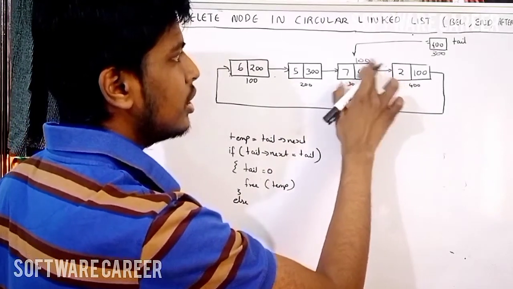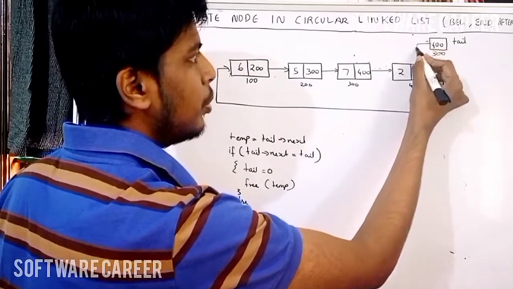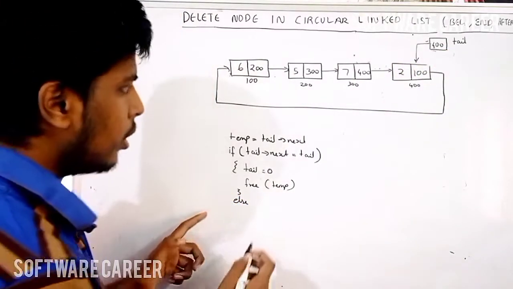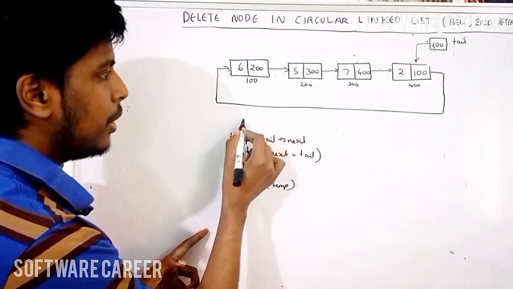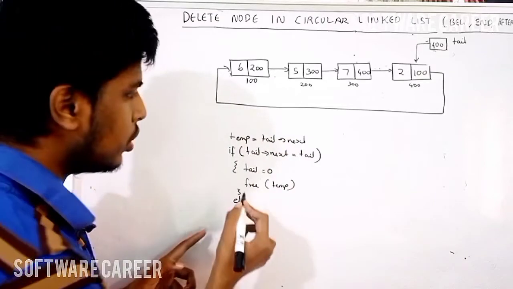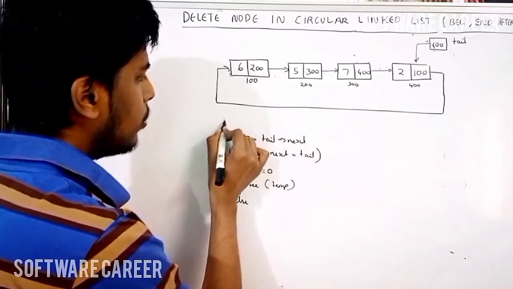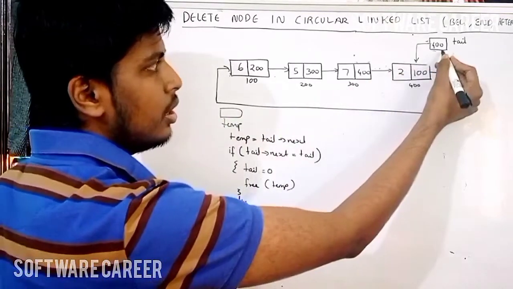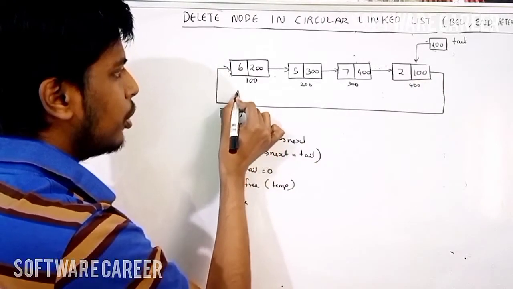Now this link is not cancelled and these values are not updated. Now this tail pointer is pointing to 400. Now let's see what to do. Now I should create a pointer called previous, and temp should point to the first node. So see here, temp equals tail next. So I am creating a pointer called temp. And what is tail? Tail is 400. 400 next is 100. 100 is stored in this temp. So it's pointing to the first node.